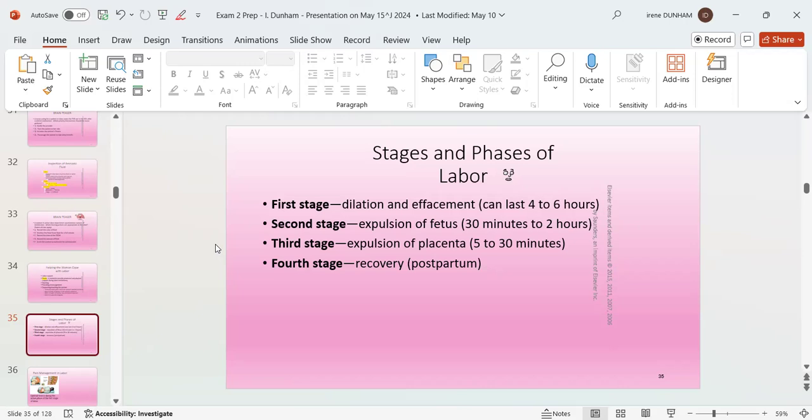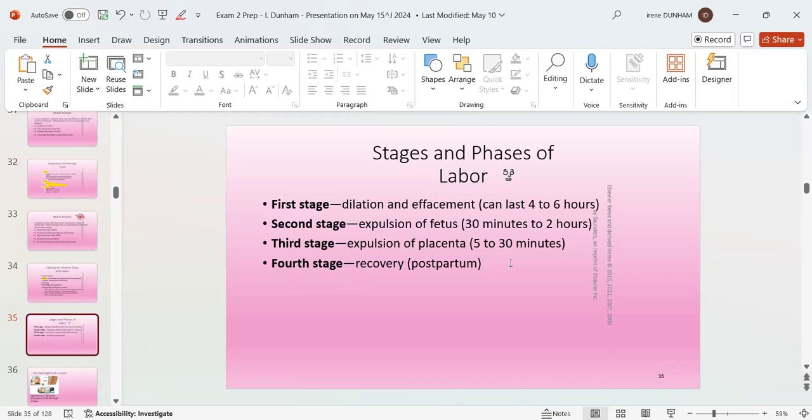And the RN will be in the room. As soon as the placenta comes out, she pushes oxytocin up in the IV bag to deliver to this patient, because that oxytocin, after the placenta is out, will make the uterus contract and keep her bleeding to a minimum. Okay. And then the 4th stage of labor is your recovery or your postpartum.